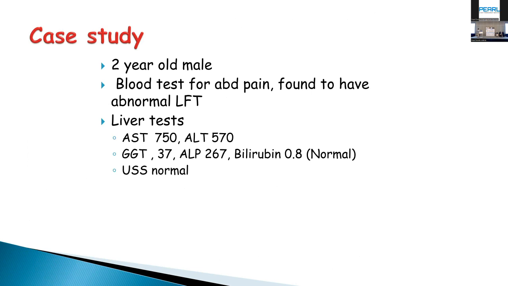So let's go to the first case. We have a 2-year-old child who has some abdominal pain, and came for a routine visit. Then you found out the enzymes are high. AST-ALT is high, but the bilirubin, ALP, INR, and ultrasound are normal. What is the next step?